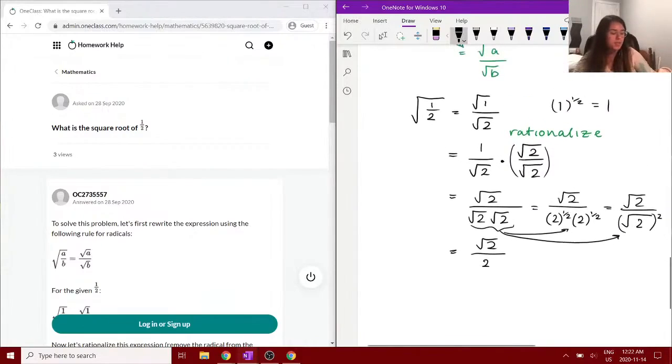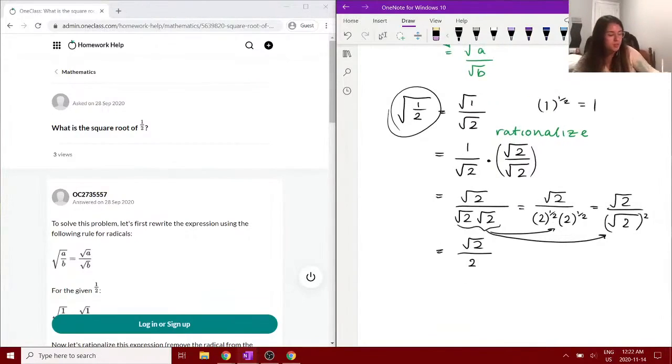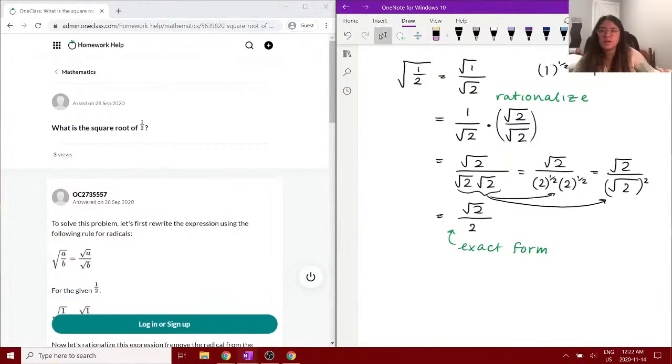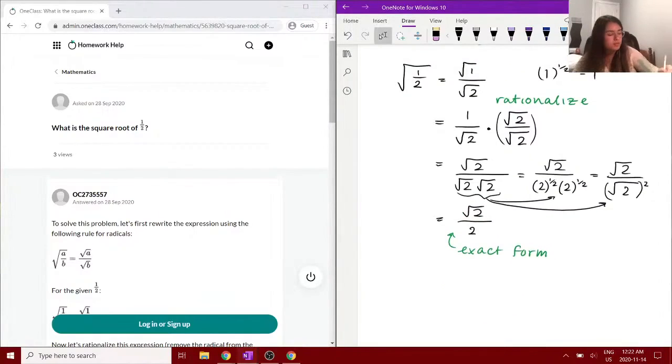It might seem a little silly to be going from this term to this term, but essentially what we're doing is getting it to what's called the exact form. It's the preferred form because it has the radical in the numerator, right? That's what we prefer. So now that we are here, this can be your final answer. The square root of 1/2 is the square root of 2 over 2.